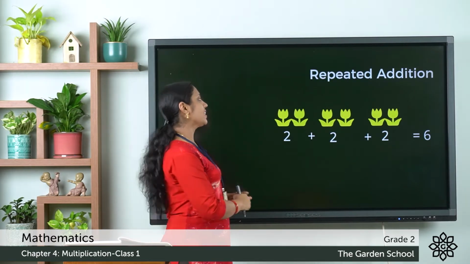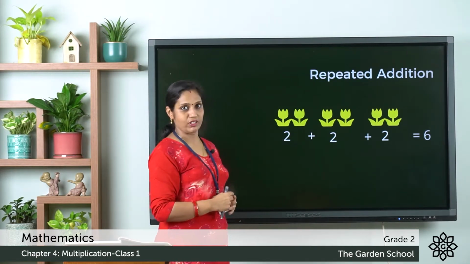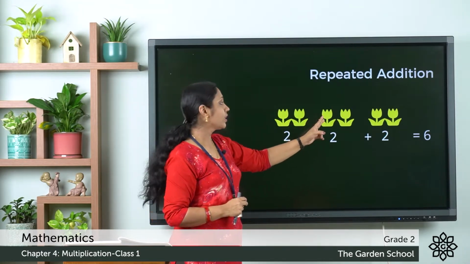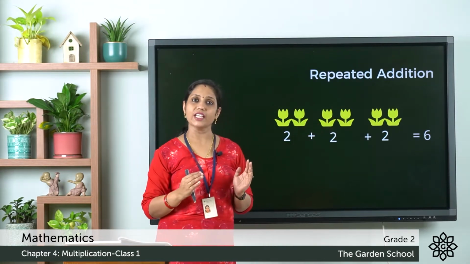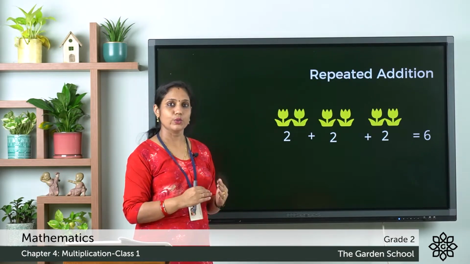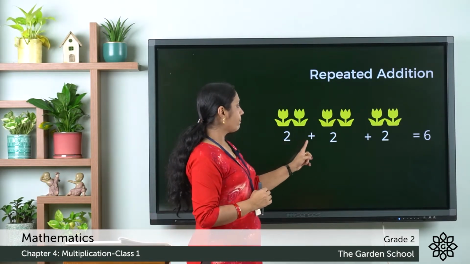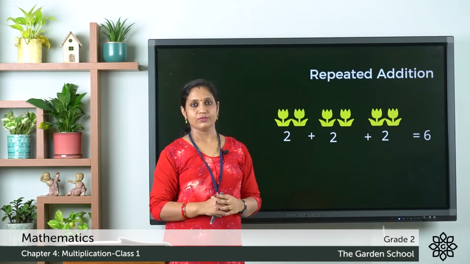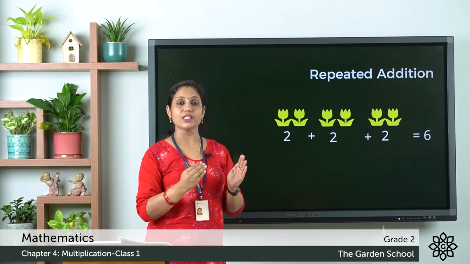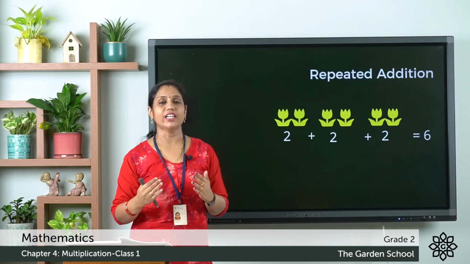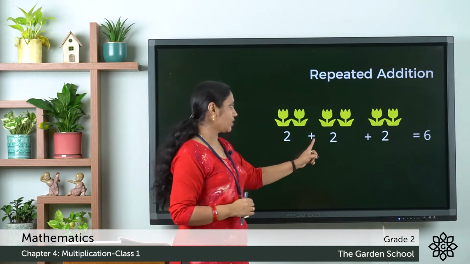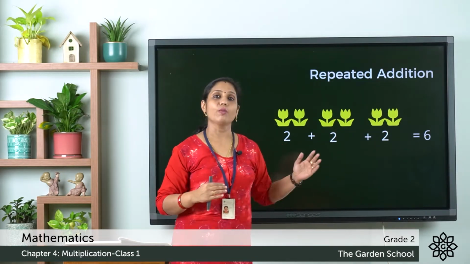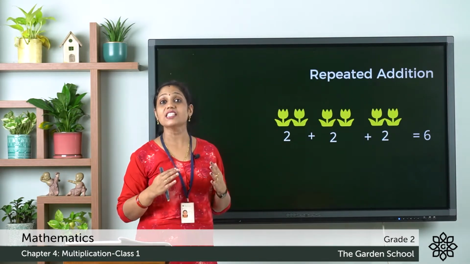So how can we write this? We can write it as 2 plus 2 plus 2. Here you can see 2 flowers, again in the second group we can see 2 flowers. So how much is 2 plus 2 plus 2? We have already learnt addition. So 2 plus 2 is 4. 4 plus 2 is 6. So how many flowers can you see here? There are 6 flowers.